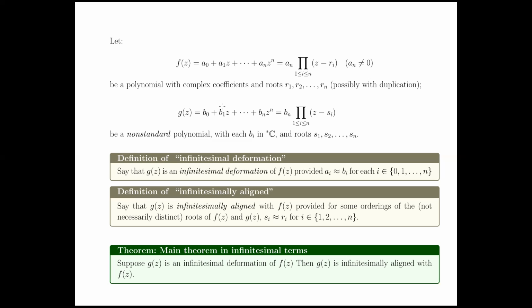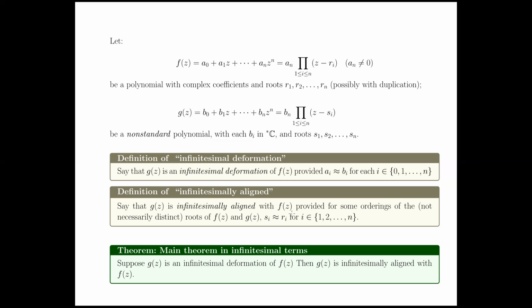Okay. Anyway, some definitions. We say that G is an infinitesimal deformation of F, provided that its coefficients are infinitesimally close to the coefficients of F. So you've perturbed each of the coefficients of F by an infinitesimal to get the coefficients of G. Then G is an infinitesimal deformation. And we say that G is infinitesimally aligned with F, provided that there's some ordering of the two sets of roots, so that each of the roots of G is infinitesimally close to the corresponding root of F.